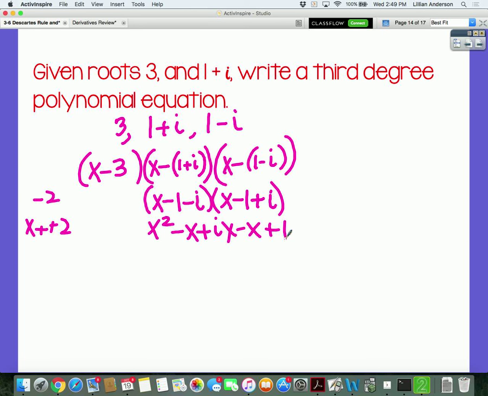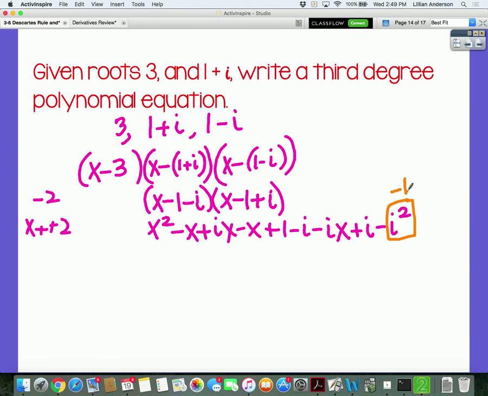What's negative 1 times i? Last term, almost there. What's negative i times x? Negative ix. What's negative i times a negative 1? i. And what's negative i times an i? It's negative i squared. Now I'm going to write this just for this purpose here. i squared, think back to Algebra 2, that's a negative 1. So i squared turns into a negative 1. So a minus i squared would be a what? Positive 1. So keep that in mind.